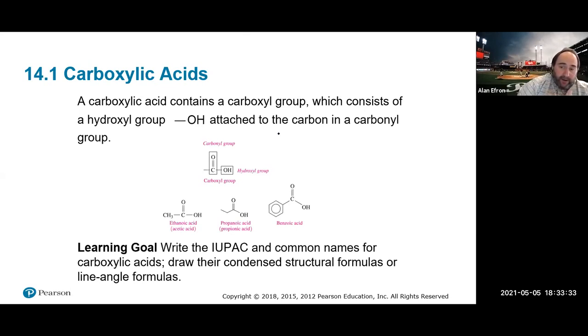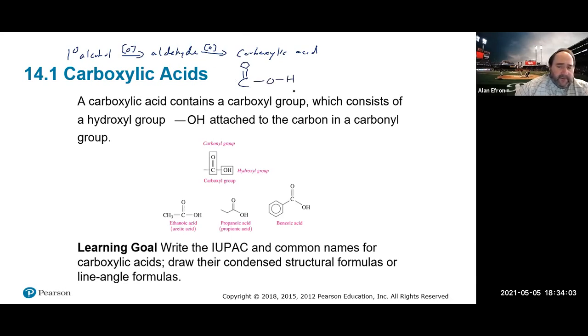We definitely know how it's made. And again, we've been talking about it for the last couple of days, but really this is starting from our primary alcohol that gets oxidized to our aldehyde, as we've been talking about, that gets oxidized to our carboxylic acid. So the carboxylic acid has the functional group of a carbon-oxygen double bond and that OH group. So this is the functional group for carboxylic acid.